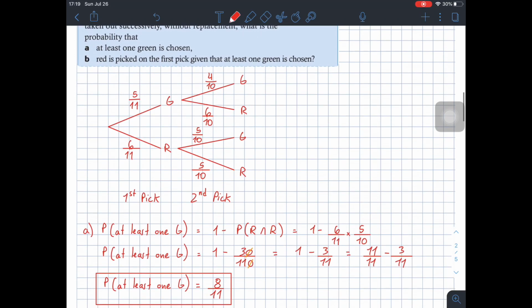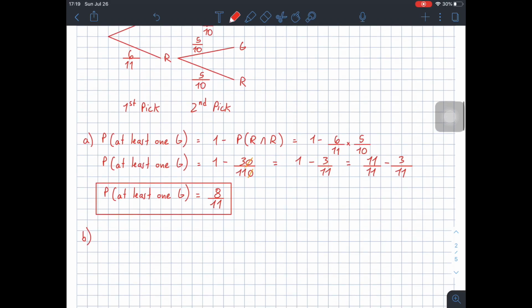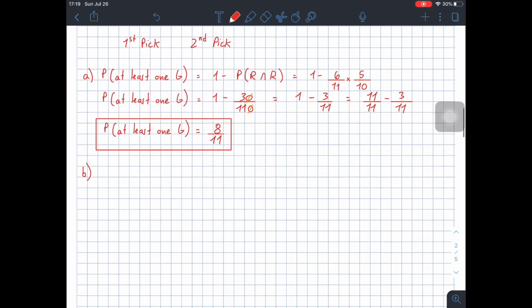So red is picked on the first pick, given that at least one green, right? So I'm going to write this as the probability that the first pick is red, given that, remember, the symbol for "given that" is a vertical line, right? Given that at least one green. At least one green.